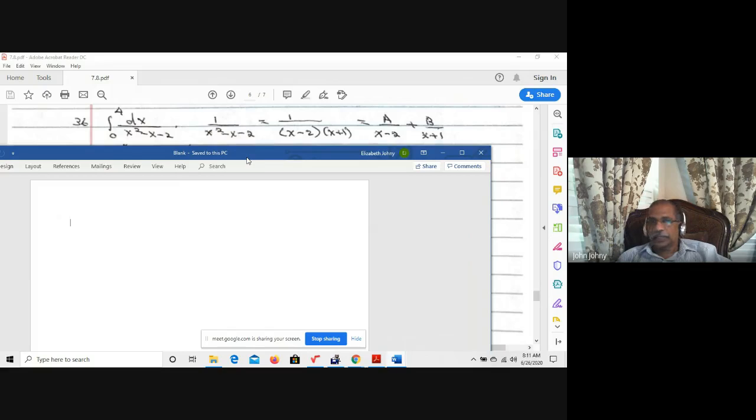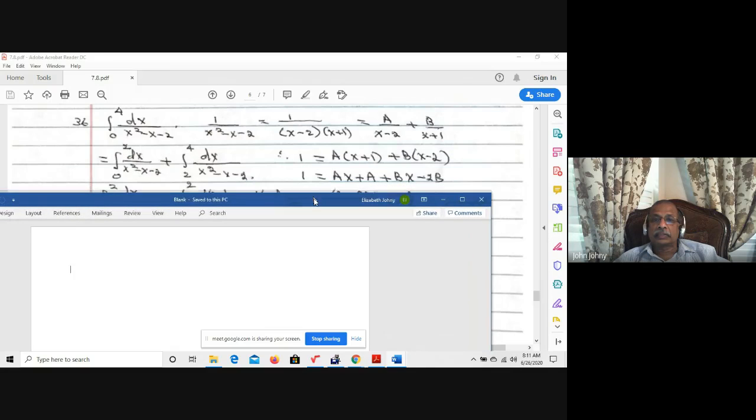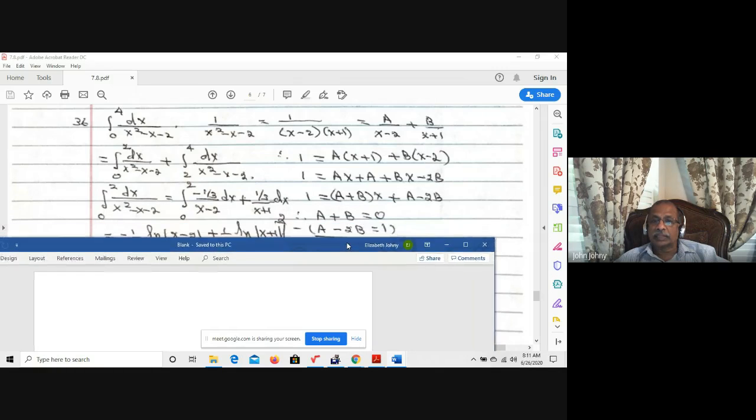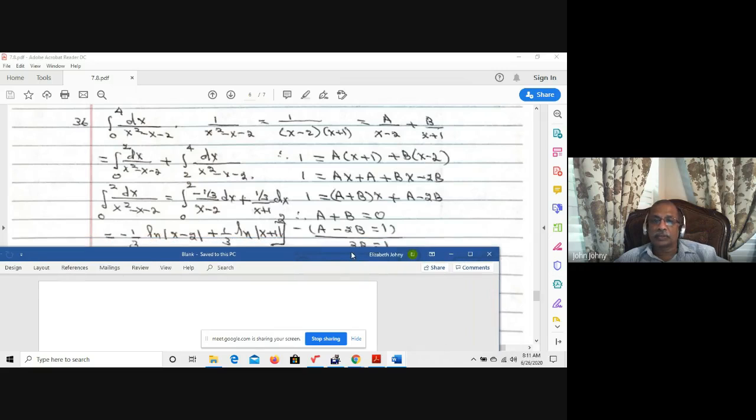First you factor the denominator. 1 over x squared minus x minus 2 is 1 over (x minus 2) times (x plus 1). Write it as A over (x minus 2) plus B over (x plus 1), and multiply by the LCD. You get 1 is equal to A times (x plus 1) plus B times (x minus 2). That is 1 is equal to Ax plus A plus Bx minus 2B, and that is (A plus B) times x plus (A minus 2B).